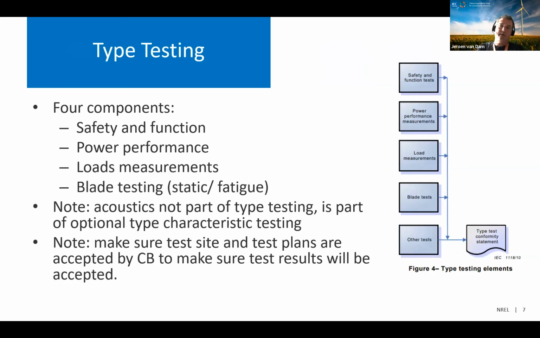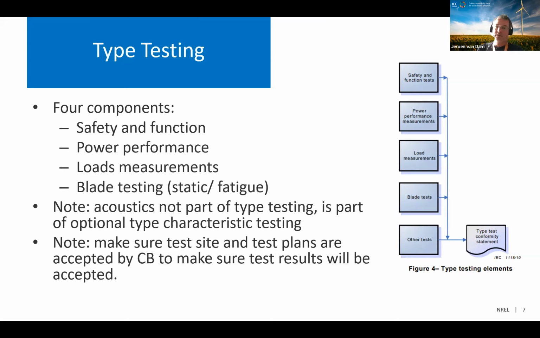The next block on that chart is then type testing. And type testing under IEC has 4 components. First one, safety and function. And we've heard earlier in the week what that entails. Power performance, load measurements. Note that for an IEC 61400-1 certification, load measurements for the purpose of model validation are a required part of the certification. And then for blade testing, both static and fatigue testing are required blocks. And so that's also why the cost is quite a bit higher in this topic area, and thus you'll see that the available funding is higher.